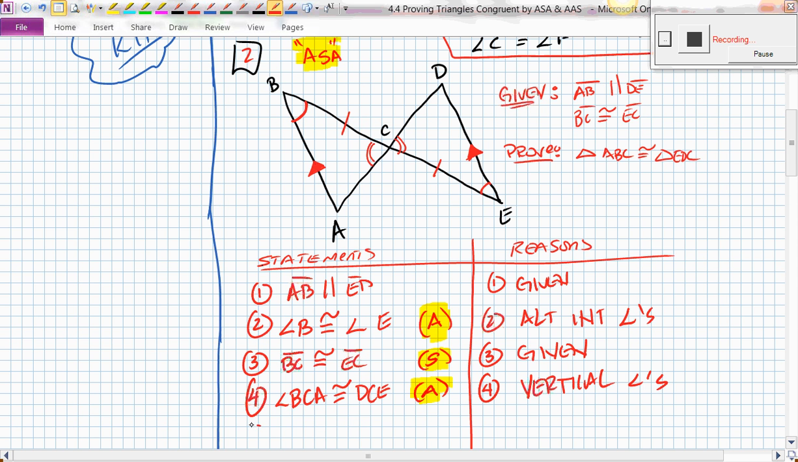So I have enough information to show that triangle ABC must be congruent to triangle EDC, and the reason is by the angle, side, angle congruence postulate. And there you go. So there's the proof for using angle, side, angle.